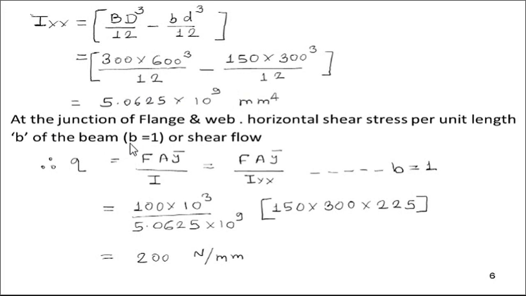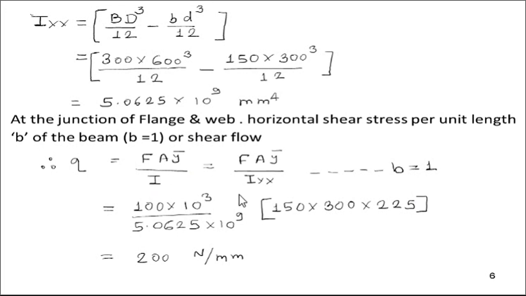After that, at the junction of flange and web, the horizontal shear stress per unit length of the beam means shear flow. So you have to use the shear flow expression, q = F A y bar / I. Here only b is equal to 0. Otherwise, this is the total formula of shear stress. In shear flow only this changes, the breadth or width is eliminated. That's why the formula becomes q = F A y bar / I. Now you can see b is taken as 0, that's why it is called shear flow.